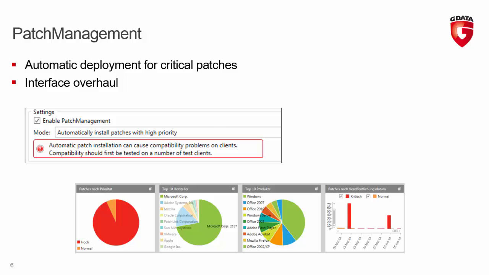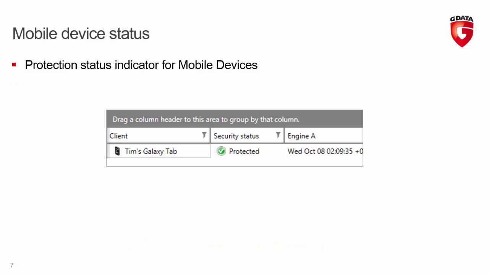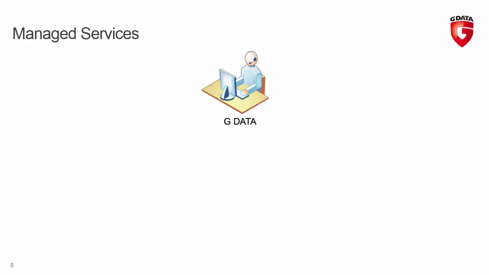Speaking of changes to the user interface, mobile devices are now displayed with a protection status identical to what regular desktop clients will display. If you are a managed service partner or are planning to become one, there is good news as well. Until now, a managed service partner was required to keep track of the licenses which his customers are currently using, report this number to GData, to then be invoiced.